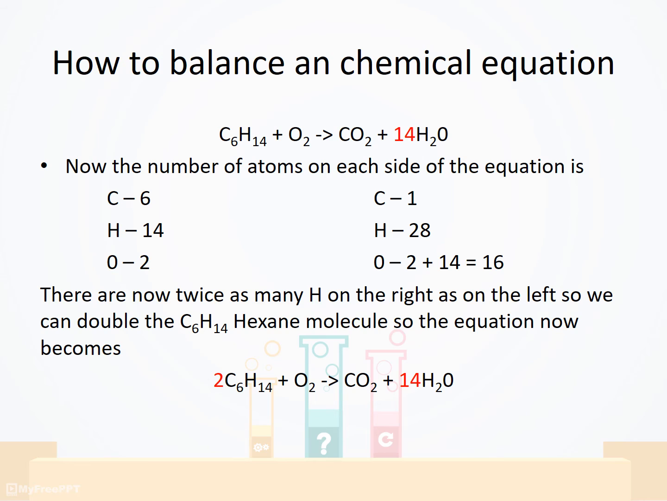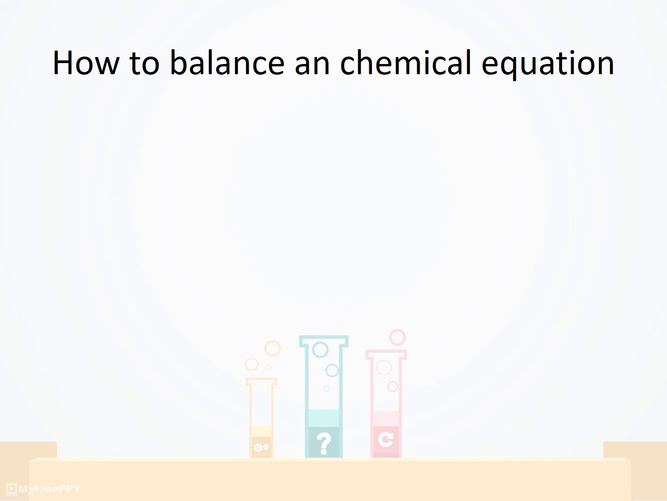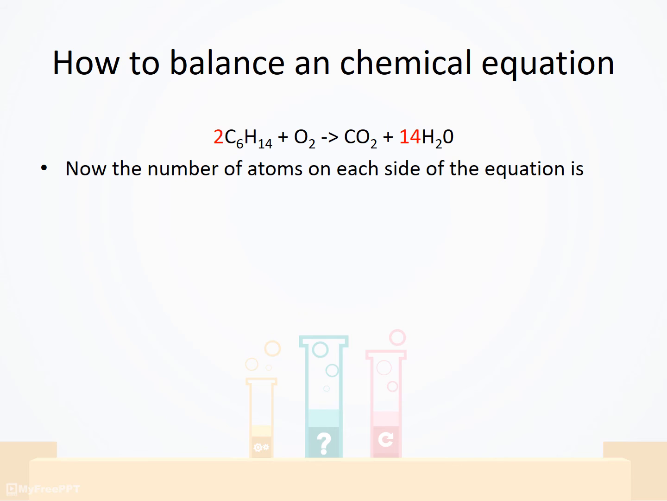So let's have a look how our equation is going as far as atoms on each side. Here's our equation with the 2 hexanes and the 14 waters. Let's look at numbers on each side. We've now got double the number of carbons. So we've got 12 carbons, 2 times 6, but we've still only got 1 carbon on the right-hand side. So carbon is a problem.